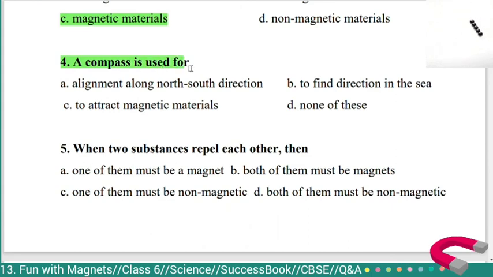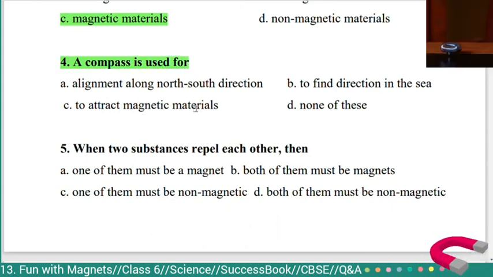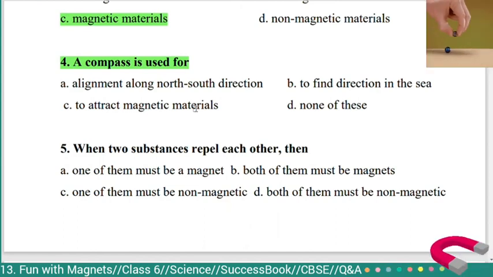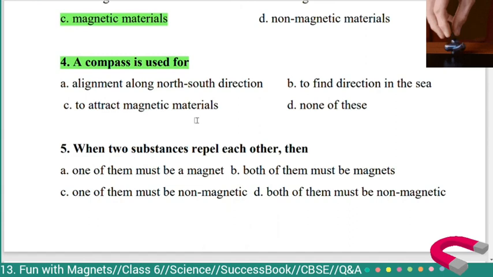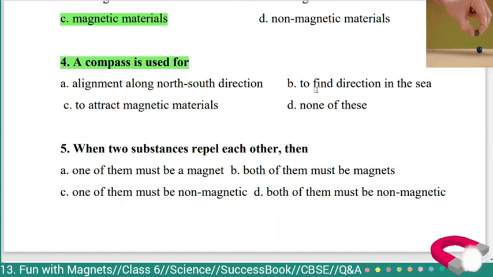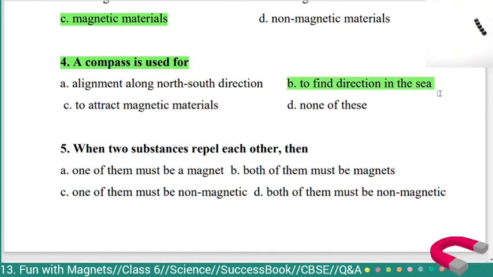Fourth question. A compass is used for: option A. Alignment along north-south direction, B. To find direction in the sea, C. To attract magnetic materials, D. None of these. Here the correct answer is option B. To find the direction in the sea. A compass is used to find the direction in the sea.